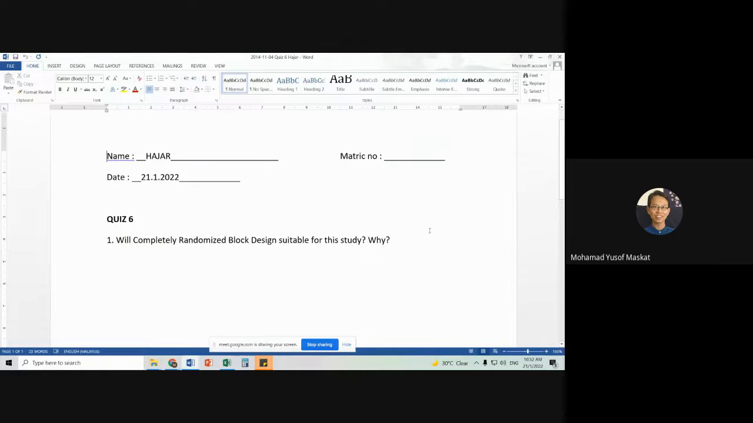So will a completely randomized block design be suitable for this study? The answer is yes. Why? Because it is a one factor experiment. Completely randomized block design is a one factor experiment, similar to CRD, completely randomized design. So we can use either one of these, depending on the convenience and the limitations that you have in the lab for this particular study. So yes, because it is a one factor experiment.